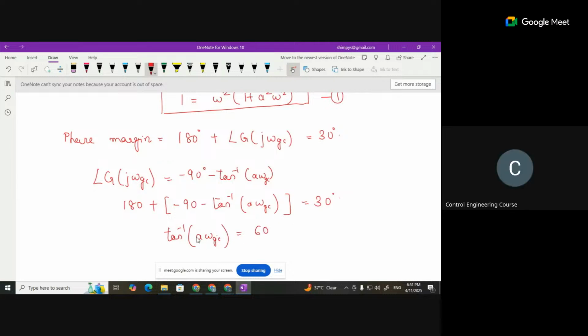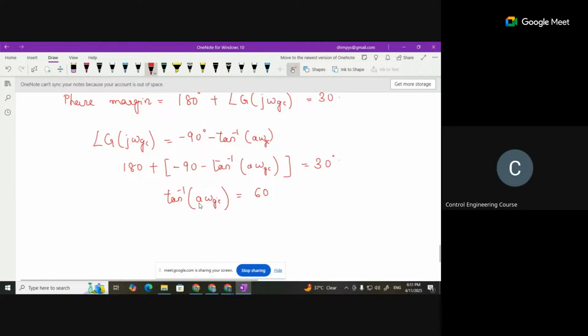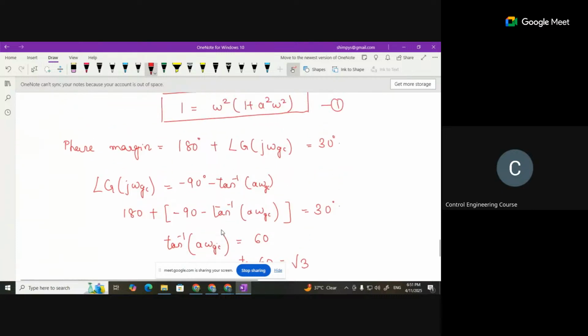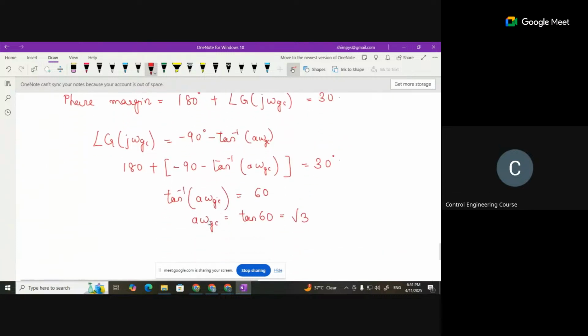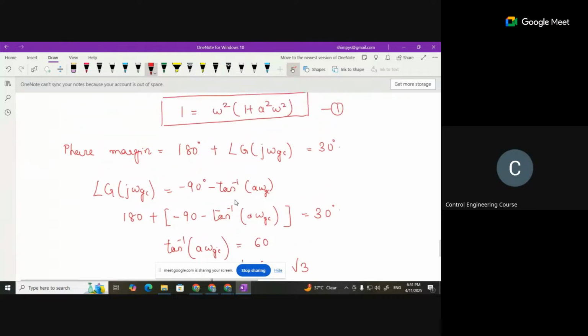Both the sides have a negative sign, 60. So A omega GC, that is tan 60. And what is the value of tan 60? Yes, root 3. Correct. So we have the value of A omega as root 3.